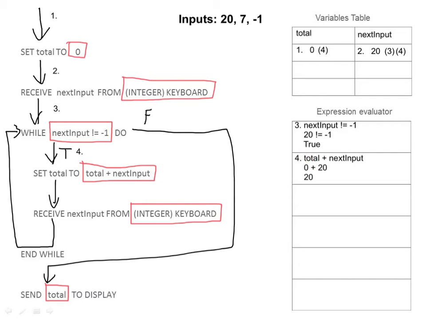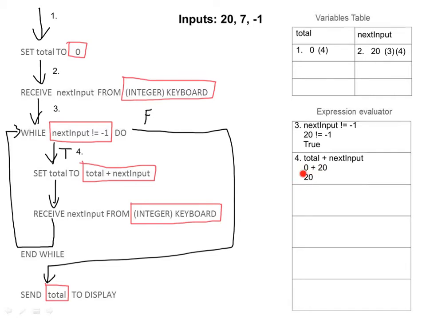Well, we need to see what the current value of total is, so we look up here at the variables table and we see in the total column that the current total is 0. And again we put in brackets 4 here because we're doing that at step 4, so the 0 gets substituted instead of total down here. Next input, look up again at the variables table. Next input is currently 20, so we put the 20 in here instead of next input, and so we're evaluating that as 0 plus 20, which in this case equals 20.